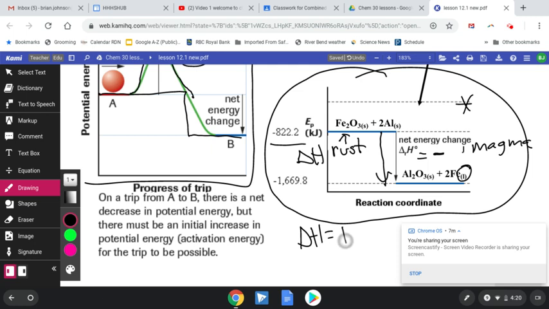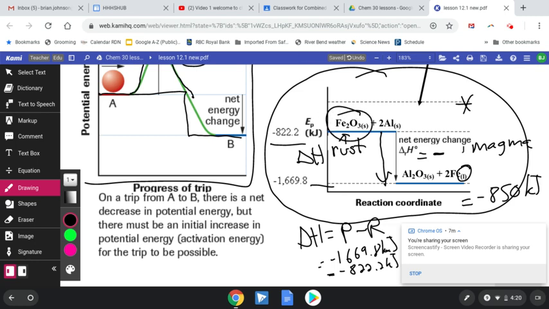The overall enthalpy is products minus reactants. So here's our products, negative 1669.8 kilojoules, minus our reactants, negative 822.2 kilojoules, and we get approximately 850. And that's exothermic, negative 850 kilojoules. And there is 1 mole, so the molar enthalpy is negative 850 kilojoules per mole. If you want to add any of that information to your graph, you can pause now.